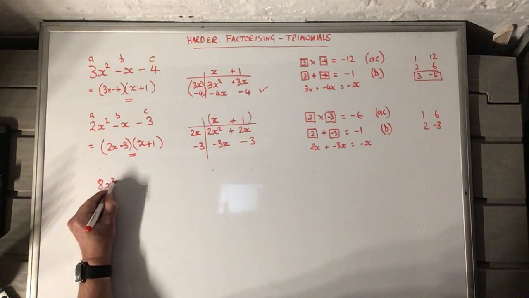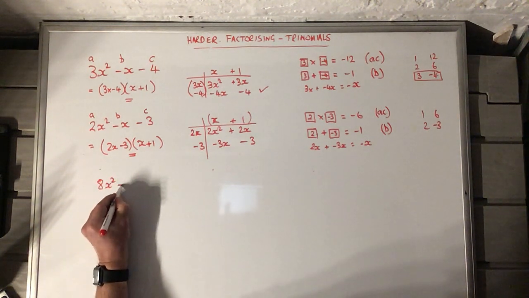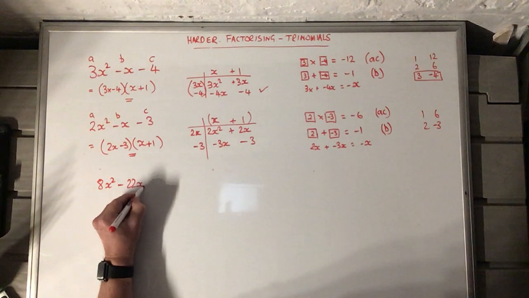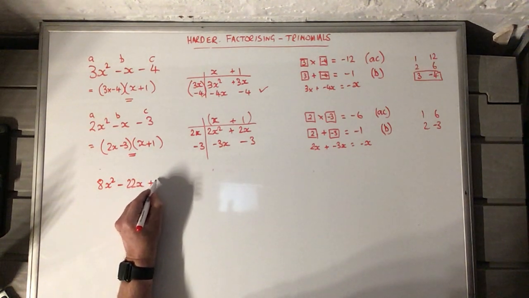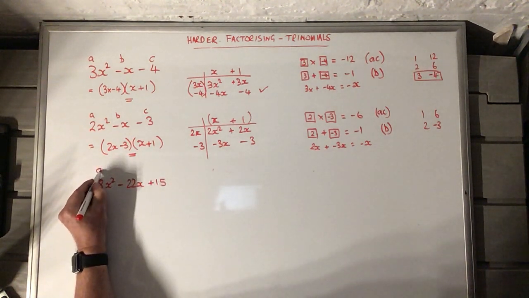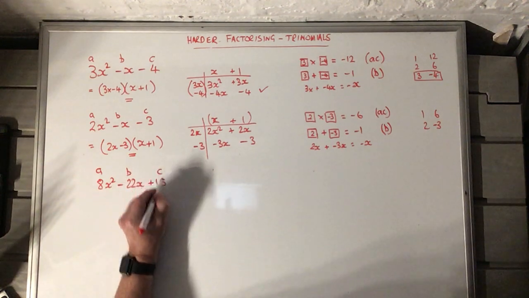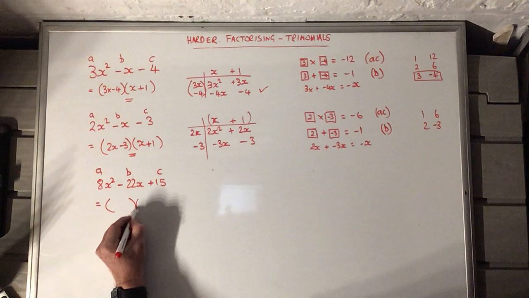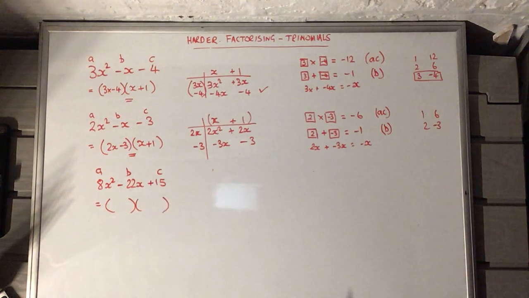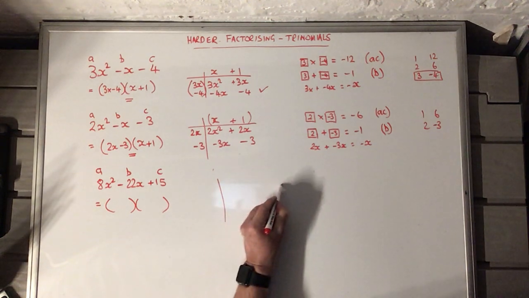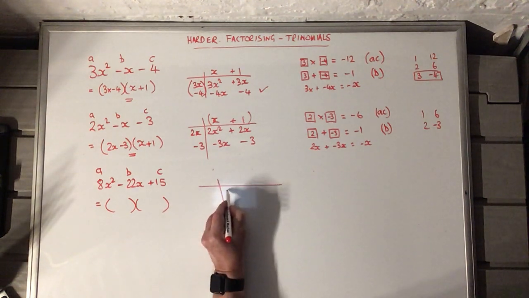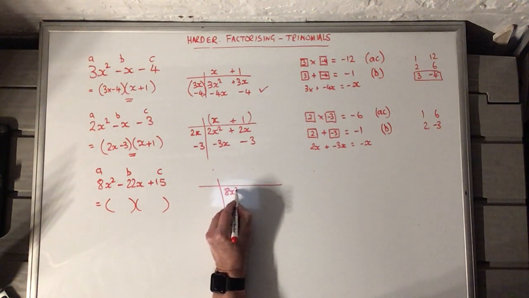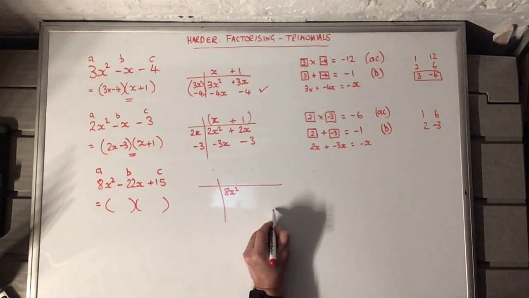8x squared minus 22x plus 15. Identify where A, where B, and where C. Remember, we're putting that in a product of brackets. So a bracket times something else. Here's our grid. First term goes top left, last term goes down the bottom right.